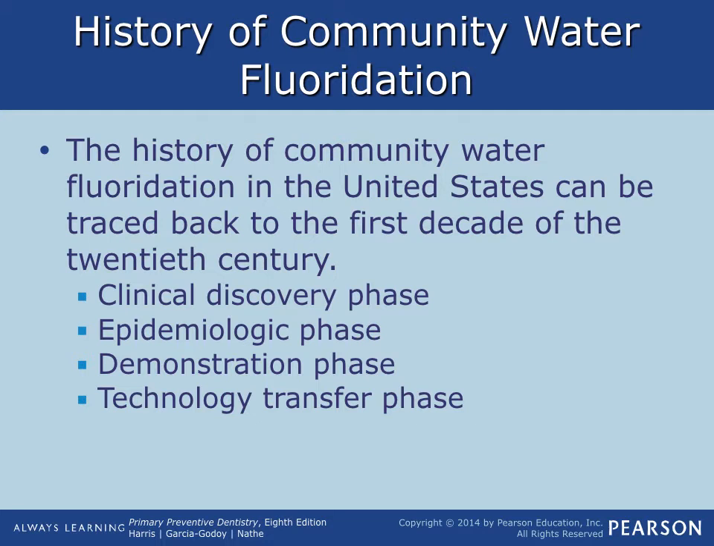And then we moved into the fourth phase, which was the technology transfer phase, which began around 1950, when planning began in earnest for the implementation of fluoridation in many large U.S. cities. Continuing to this day, the technology transfer phase is characterized by the establishment of a set of national health goals, which include fluoridation.